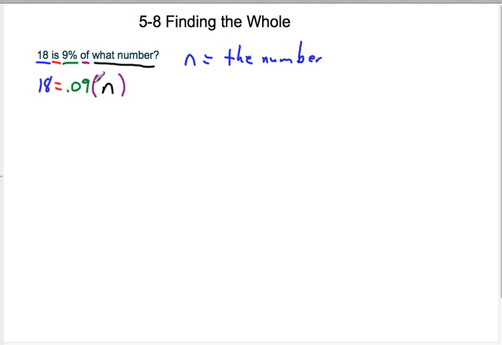So we have 18 equals 0.09 times n. We can just write 0.09n because anytime you have a number next to a letter, it means multiplication. Now to get that n by itself, we did these earlier in the year. We were able to isolate n by dividing by whatever was next to it, in this case 0.09. If we do that to both sides, then our n will be all by itself, and we will know what it equals. So 18 divided by 0.09.